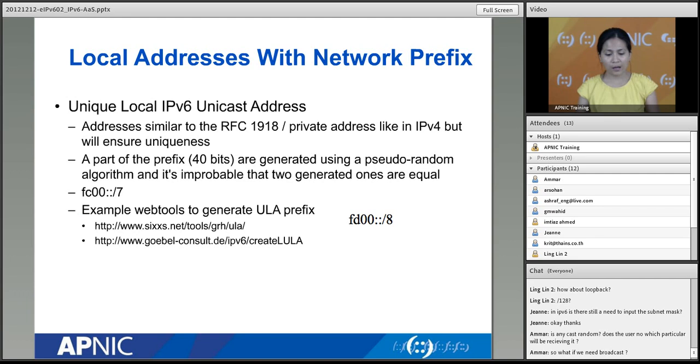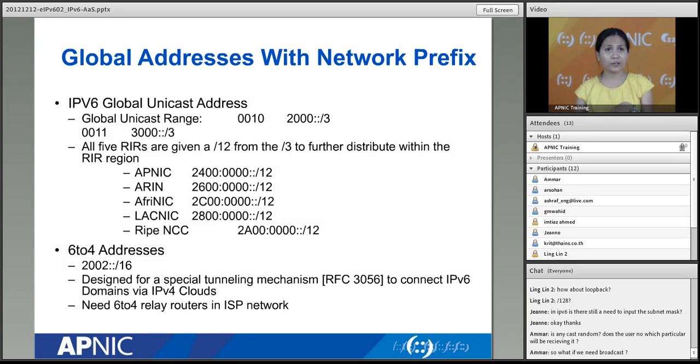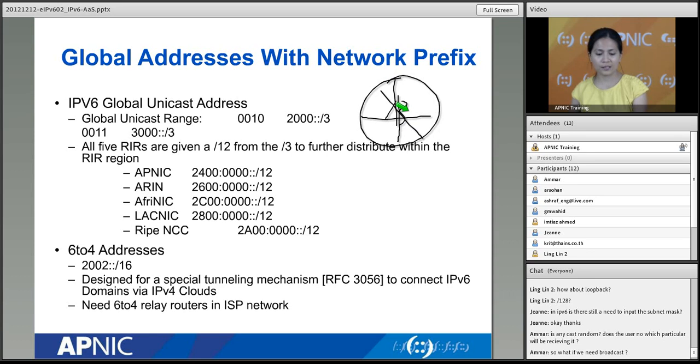Okay. So we're done with two, now the global unicast address. This is the block that we're giving out to everyone that's requesting from an IR or from your ISP. These are equivalent to your public IPv4 address space. So if you come to APNIC and request your block, your IPv6 block will actually be a subset of this 2400::/12. The reason is that from the /3 IPv6 pool, let's say this is /3.